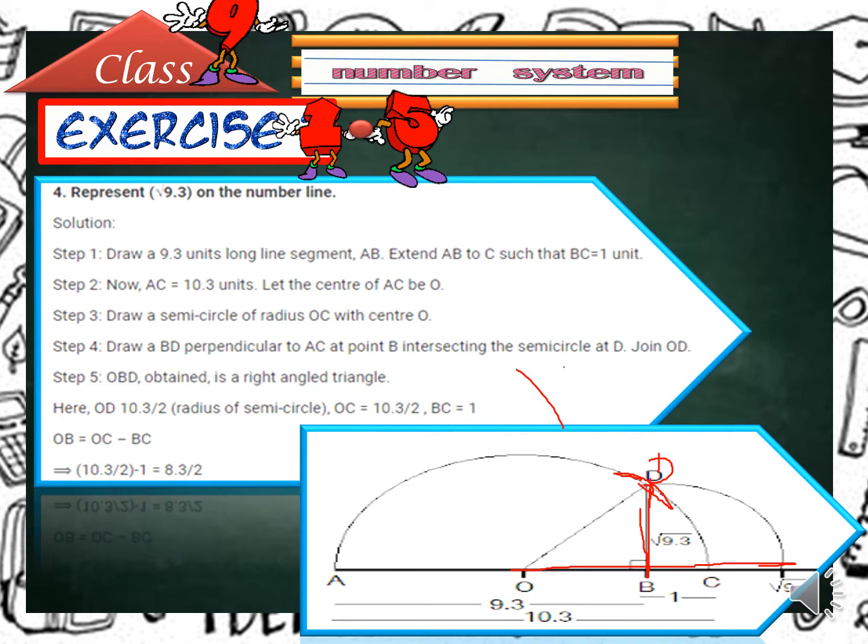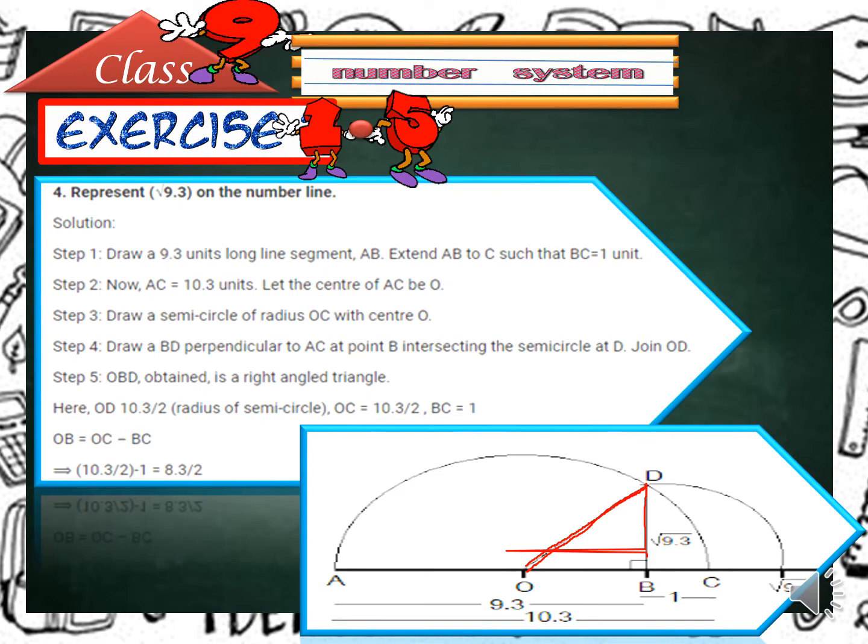I said, what is intersecting? Two arcs or lines meeting each other is said to be intersecting. Now join OD. After drawing the perpendicular line to AC, join OD so that it will form a right angle triangle. Here it is a right angle triangle. Let's find the measurements of each and every line segment.